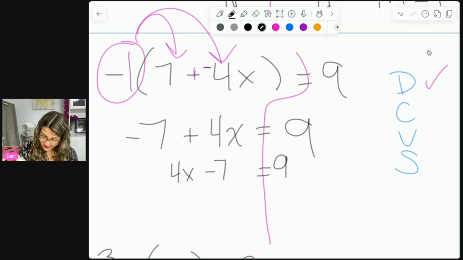Okie dokie. All right, now I'm going to circle my 4x, and then I'm looking, I'm like, ugh, -7 is there. Just kidding, not sad.